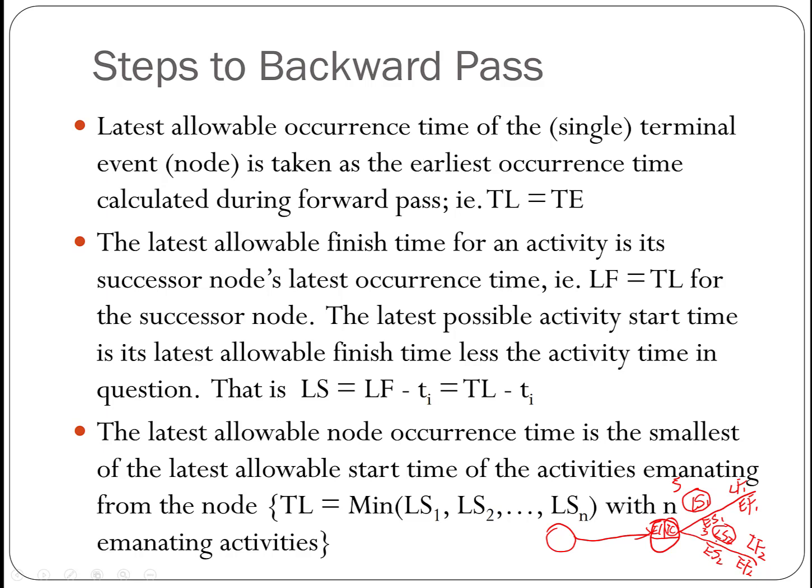Otherwise, this activity will be delayed, because this event not only represents the completion of the activity before it, it also represents the starting of the activities after it. So this late time represents the late start time for all the activities emanating from it. So we need to take the smaller number. Let's use our example to illustrate this further.